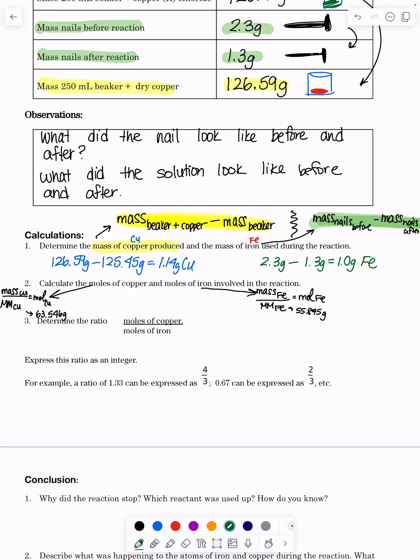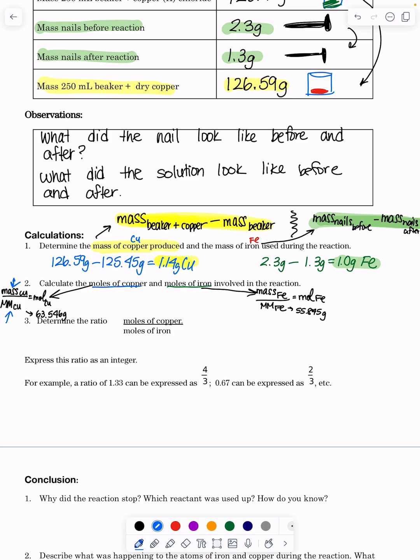Then for calculation 2, and this is something that you had just learned this past week, you need to calculate the moles of copper and you need to calculate the moles of iron. Well, we have the mass, and I'm going to highlight that. We have the mass of copper and we have the mass of iron, which is 1 gram. If I want to get the moles of the copper, or even the moles of the iron, I need the mass of each divided by the molar mass of each. So for copper, I need the mass of copper divided by the molar mass of copper. And that molar mass, MM, is found on the periodic table to be 63.546.